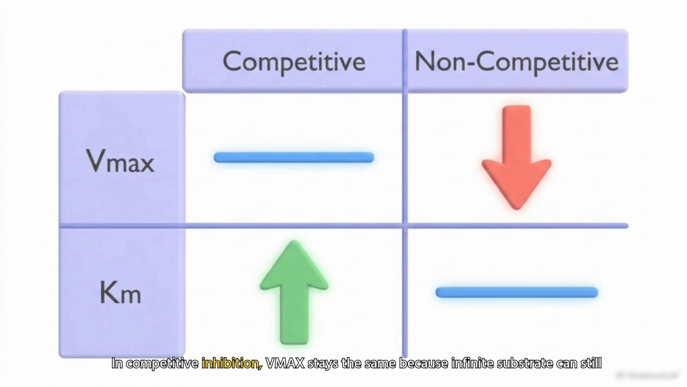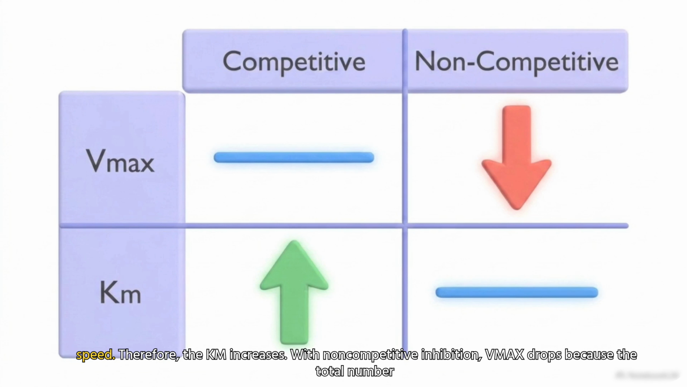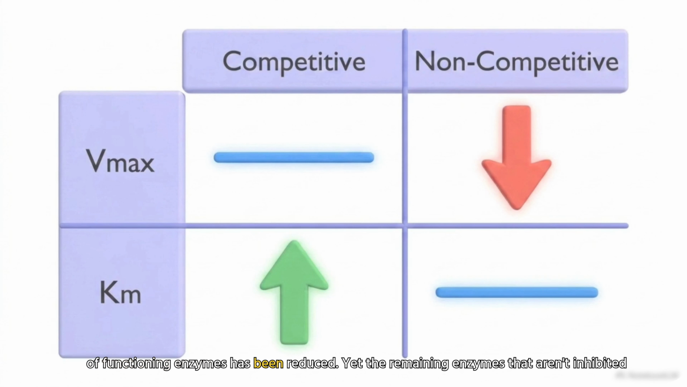In competitive inhibition, Vmax stays the same because infinite substrate can still displace the inhibitor to reach top speed. However, because the inhibitor makes it harder for the enzyme to find a substrate at lower levels, you need more substrate to reach that half maximum speed. Therefore, the Km increases. With non-competitive inhibition, Vmax drops because the total number of functioning enzymes has been reduced.